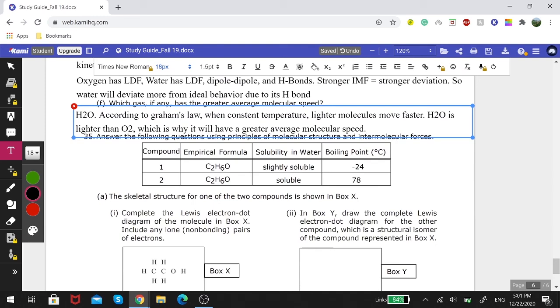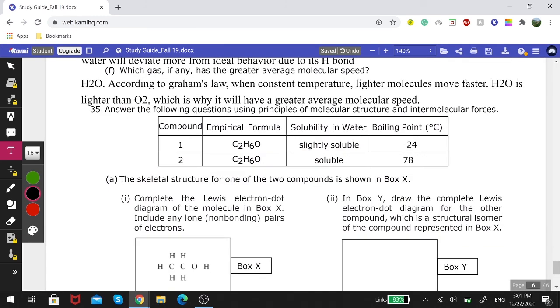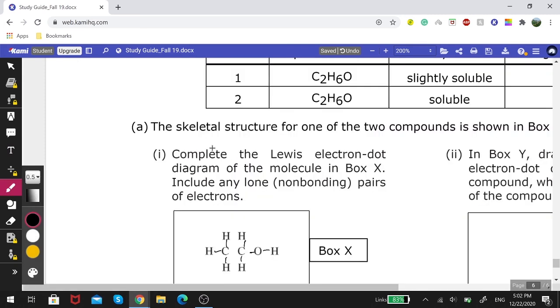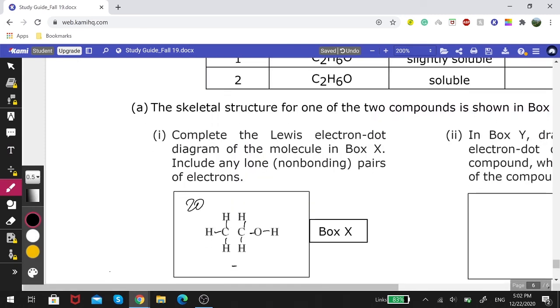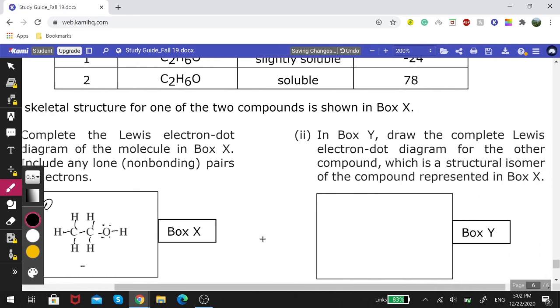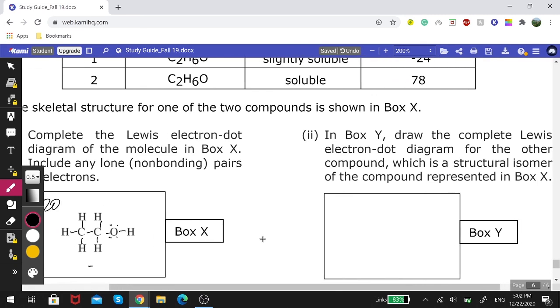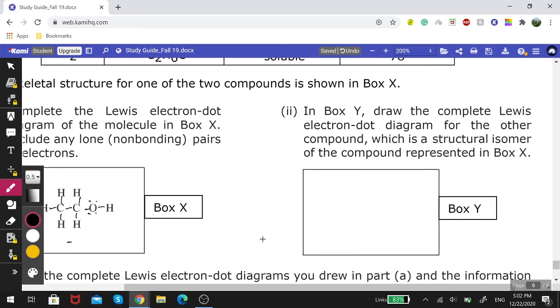Now, we need to draw a complete Lewis dot structure. For part A, we need to complete this Lewis dot structure, which has 20 valence electrons. And over here right now, we have 16, 17, 18, 19, 20, and everything fills our tetrahedral, so great. Now, in the box Y, draw a complete Lewis dot structure for the other one. So we'll have to draw a different form.